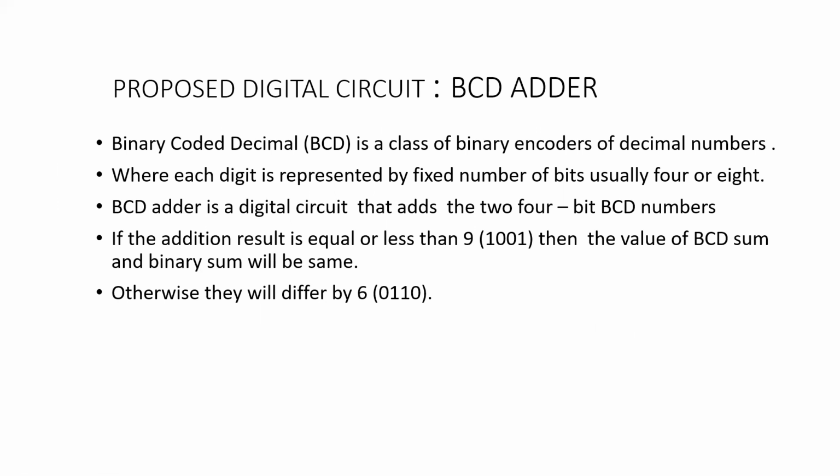The proposed digital circuit is a BCD adder. Binary coded decimal is a class of binary encoders of decimal numbers where each digit is represented by a fixed number of bits, usually 4 or 8. A BCD adder is a digital circuit that adds two 4-bit BCD numbers. If the addition result is equal to or less than 9, then the value of the BCD sum and binary sum will be the same. Otherwise, they will differ by 6.